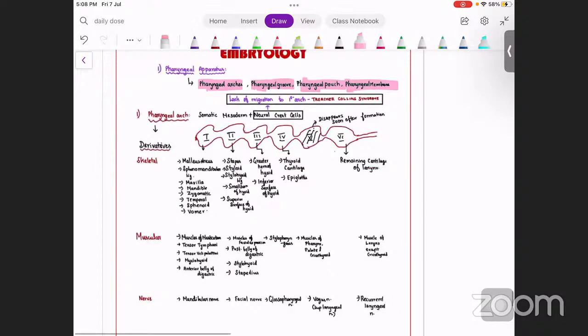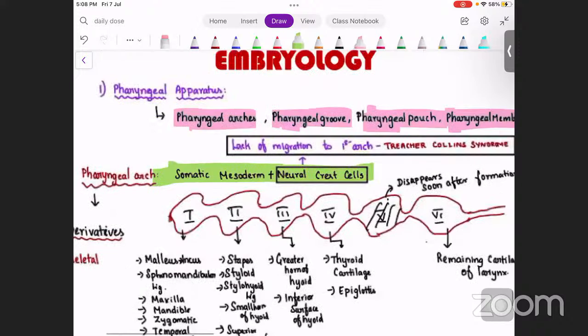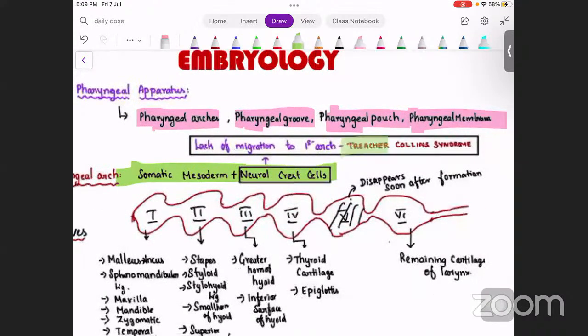What are the pharyngeal arches we have, and what are the derivatives of each pharyngeal arch we need to know. Pharyngeal arch is derived from somatic mesoderm along with the neural crest cells. Lack of migration of the first pharyngeal arch is seen in Treacher-Collins syndrome.